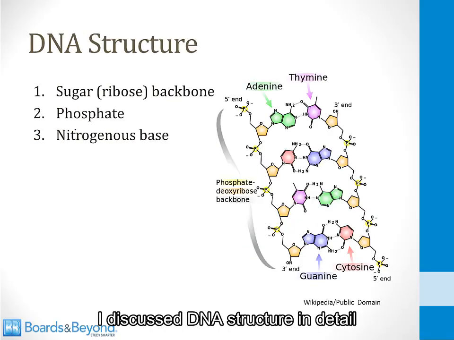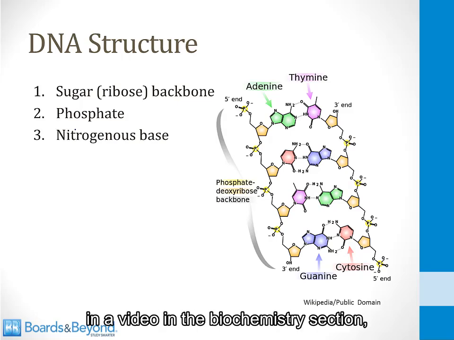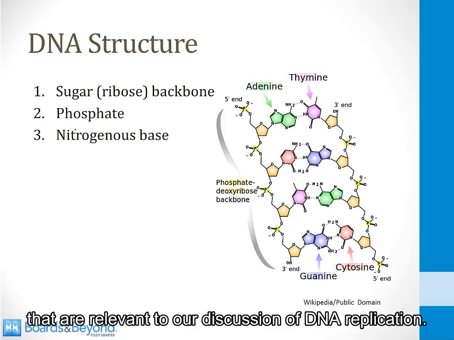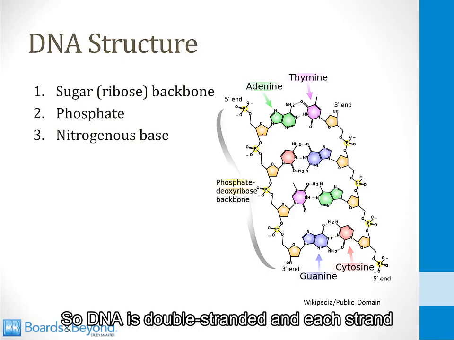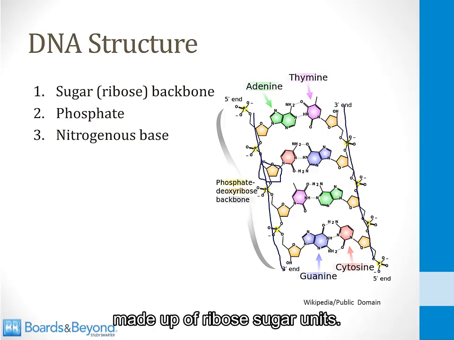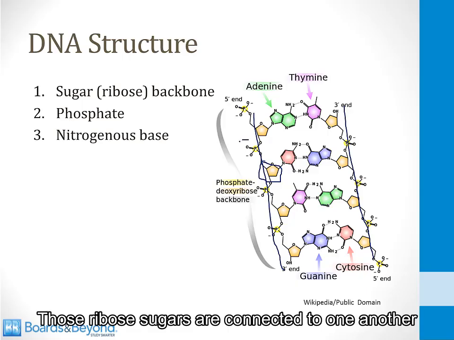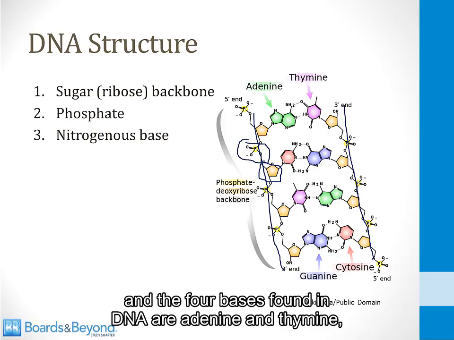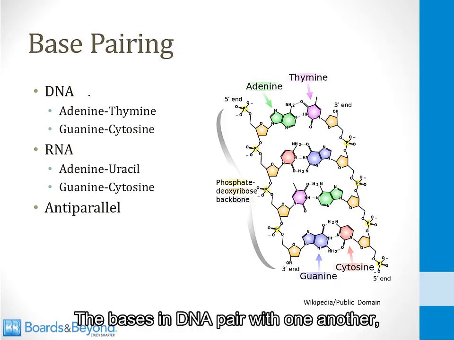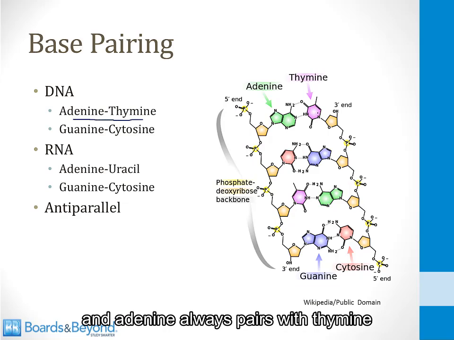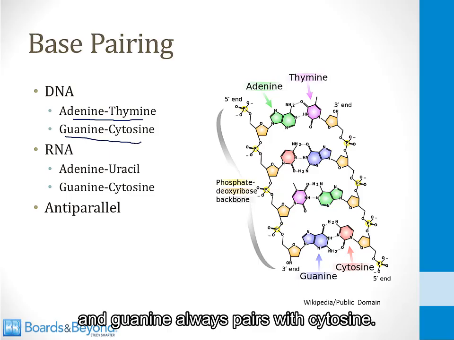I discussed DNA structure in detail in a video in the biochemistry section, but I'll just briefly review some key points here that are relevant to our discussion of DNA replication. So DNA is double-stranded, and each strand has a ribose sugar backbone as shown in this picture, made up of ribose sugar units. Those ribose sugars are connected to one another by a phosphate group, and then each ribose sugar contains a nitrogenous base, and the four bases found in DNA are adenine, thymine, guanine, and cytosine. The bases in DNA pair with one another, linking the two strands together, and adenine always pairs with thymine, as shown in this picture on the right, and guanine always pairs with cytosine.